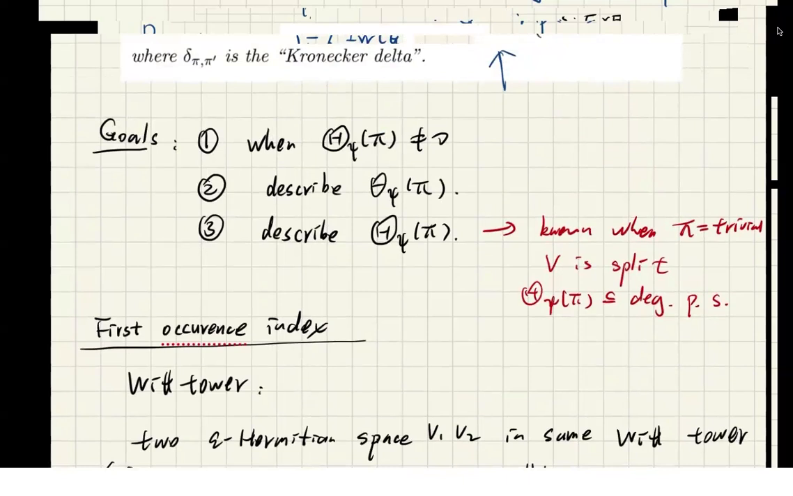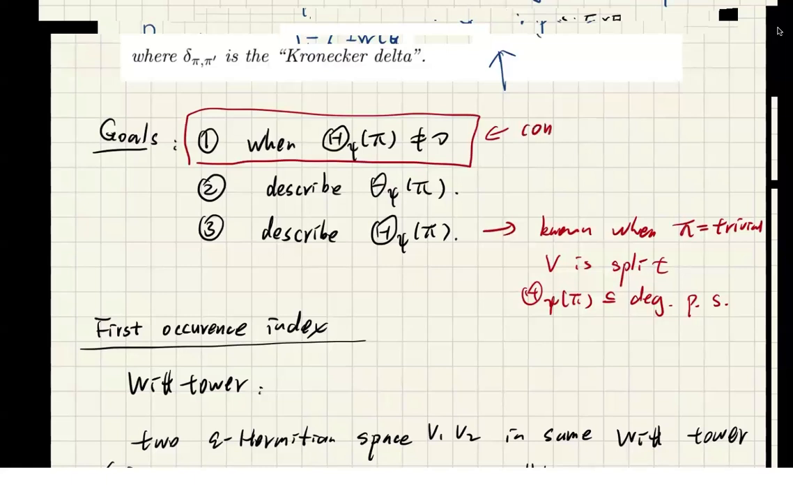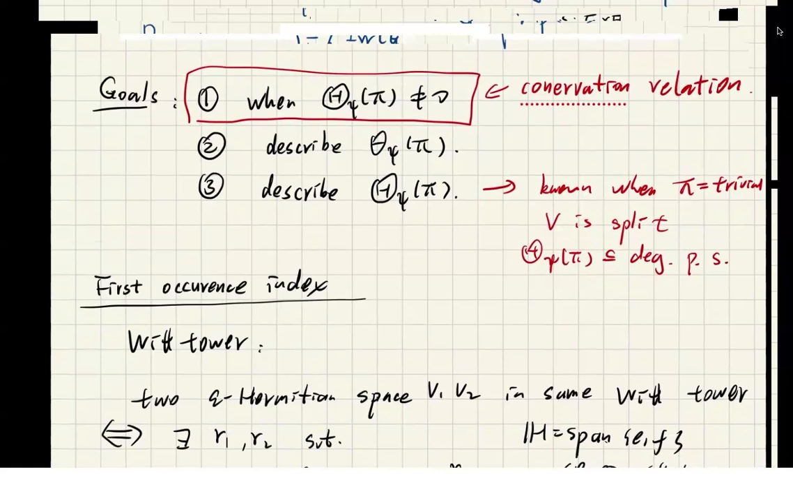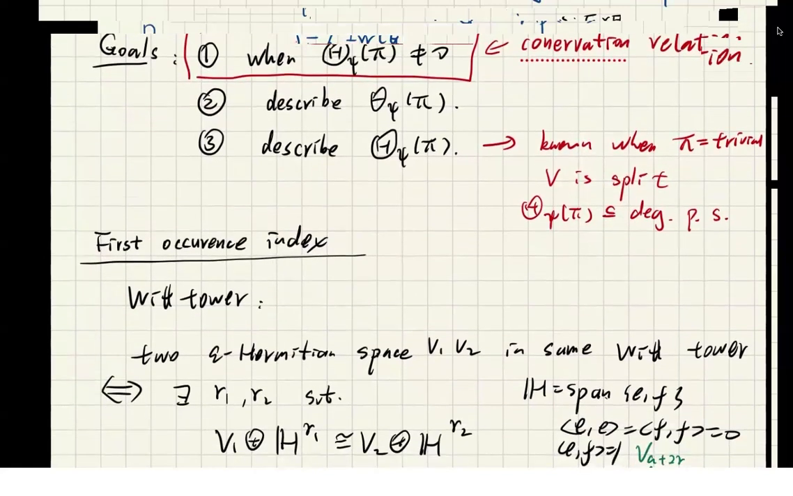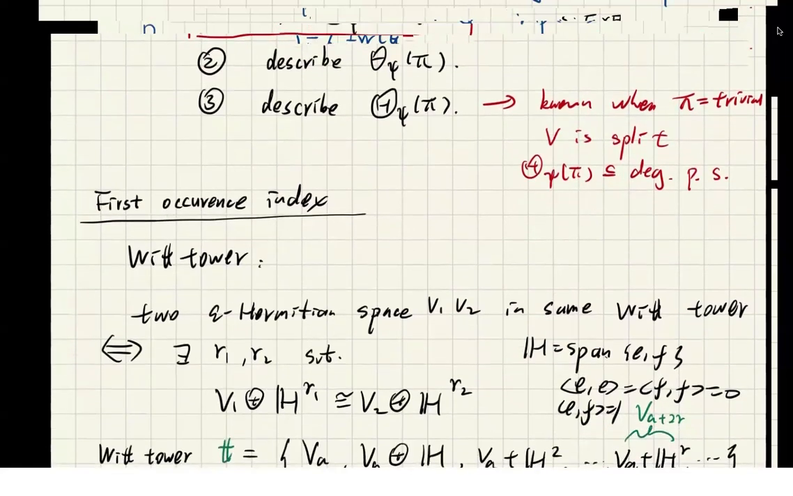about the first question. One of the most important things here is the conservation relation. This is one of the most important formulas in conservation. It tells me that.